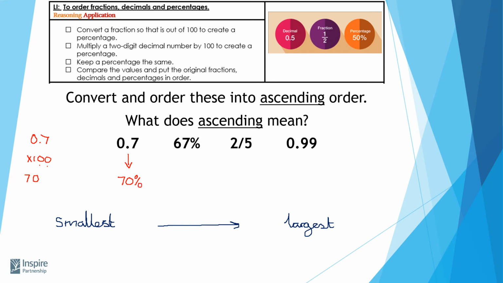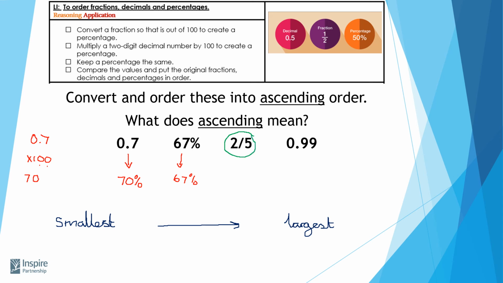My next one is 67%. Well, that's already in a percentage. I don't need to convert that, so that's already showing as 67%. 2/5 though, I might need to convert because I'm not quite sure what that means.